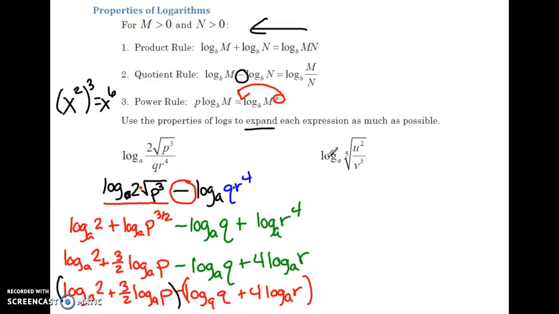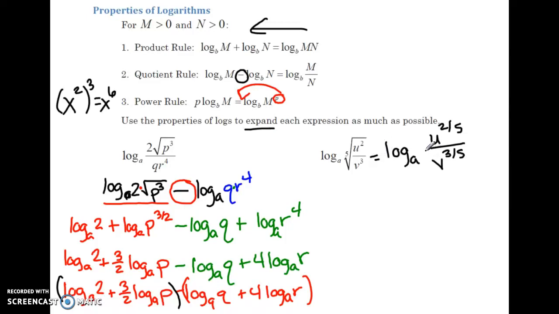All right, moving to the next example. I've got log A, fifth root of U^2 over V^3. Now, I need to get rid of this fifth root. To get rid of this fifth root, this 5 becomes the bottom part of a fraction. Now, for this example, that's going to be on both. So it'll be U^2 to the fifth over V^3 to the fifth. All right, so now I've gotten rid of the fifth root symbol.